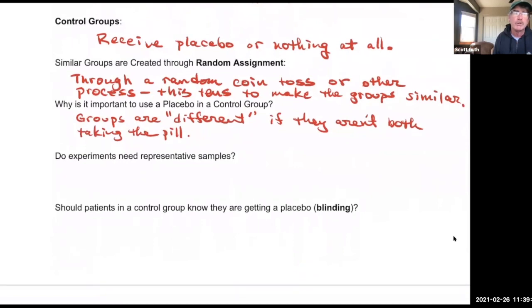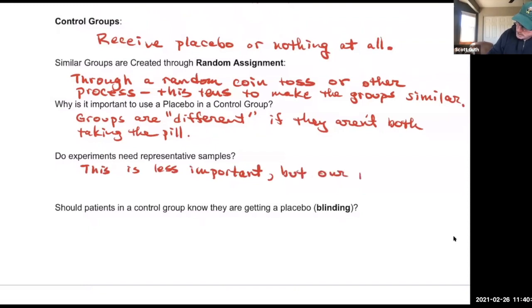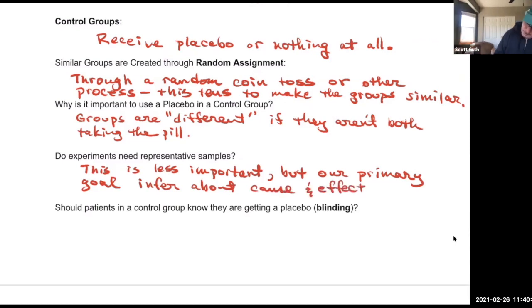Do experiments need random samples? This is less important. But our primary goal is to infer about a treatment, or cause and effect, not a population. Still, representative samples should be attempted.